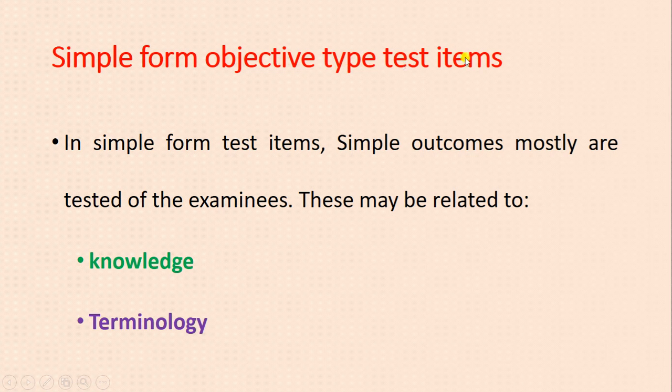In simple form objective type test, terminologies can be tested. Here terminology means the language, some skills, vocabulary things, and things related to grammar and expressions of words. So these types of things we can test in terminologies, and these things can be tested through simple form of objective type test.